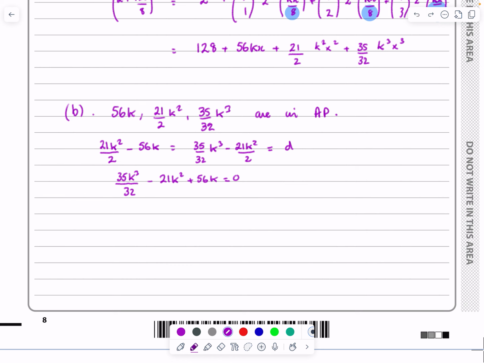I'm going to multiply everything by 32 first of all. So I'll get 35k cubed minus 672k squared plus 1792k equals 0. But then we can take k out as a factor, and actually if you look at that you can take 7 out as a factor as well. That is going to give me 5k squared minus 96k plus 256 is equal to 0. So that's either going to give me k equals 0 there, or solving this quadratic.